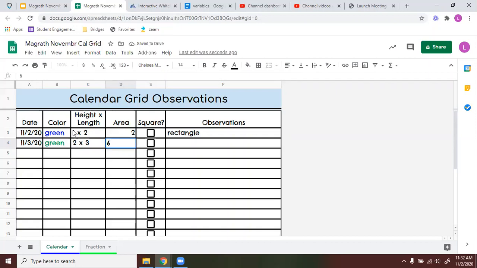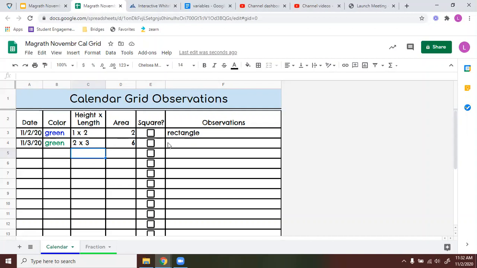I noticed something interesting about these numbers right here now that they're in our calendar observations. I noticed that the height increased by 1 and the length increased by 1. I wonder if that pattern will continue tomorrow. Instead of 1 and 2, I wonder if tomorrow's will be 3 times 4. Something to think about. It didn't make a square today. It's still just a rectangle.